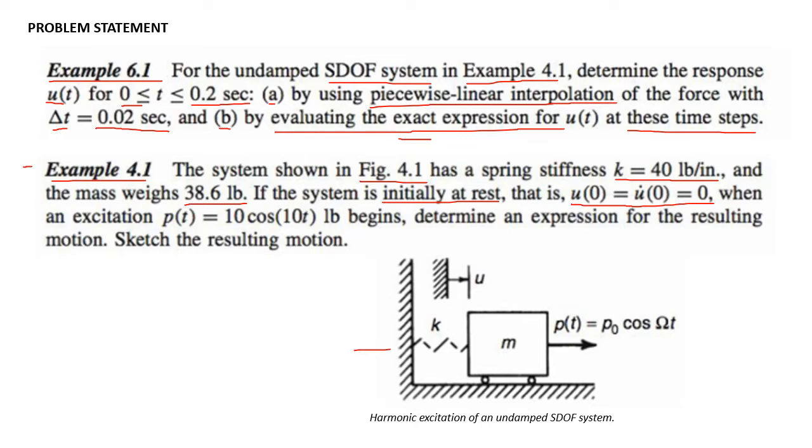When the excitation, they tell us that p of t is equal to 10 times the cosine of 10t pounds, begins, determine an expression for the resulting motion and sketch the resulting motion. So basically we're going to reference back to this example 4.1 from chapter 4 in our text using this figure in order to answer this problem, example 6.1.